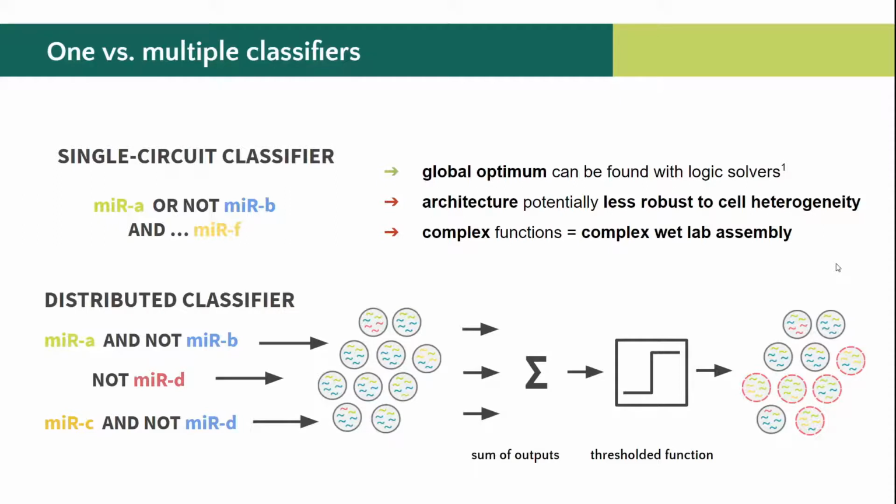Therefore, we introduced a new theoretical architecture called the distributed classifier that consists of a few different, very simple functions that classify cells according to a predefined threshold function. Here, a set of very simple functions is designed to decide collectively on whether the cell is cancerous or not. It can be compared to voting. Each function votes for a particular cell, and then the votes are summed up, and according to a predefined threshold function, the drug is either released or not in those cells.